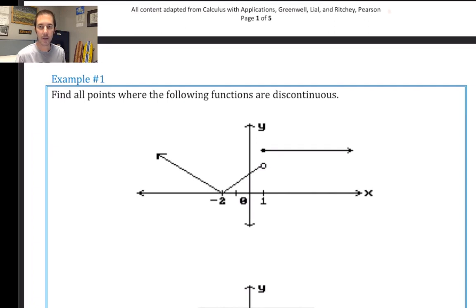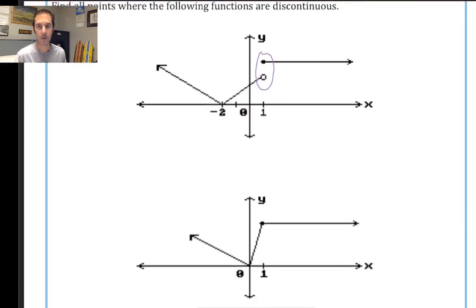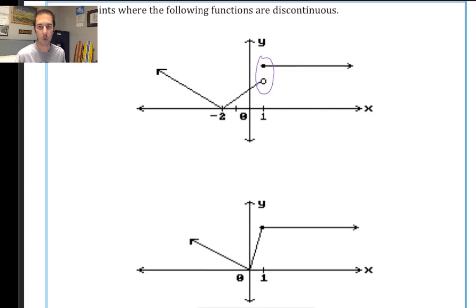Here we're being asked to find all the points where the function is discontinuous, and you see that we have this kind of jump discontinuity here. We would have to lift our pencil and then move it up and put it down again in order to keep drawing that function. So it is discontinuous when x equals 1.